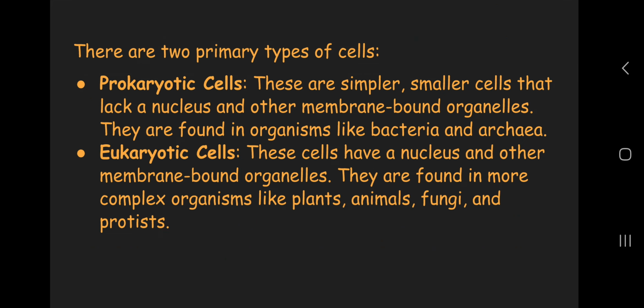The two primary types of cells: prokaryotic cells. These are simpler, smaller cells that lack a nucleus and other membrane-bound organelles. They are found in organisms like bacteria and archaea. Eukaryotic cells. These cells have a nucleus and other membrane-bound organelles. They are found in more complex organisms like plants, animals, fungi, and protists.